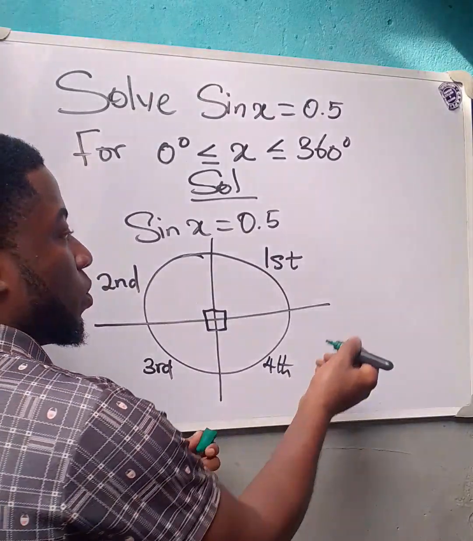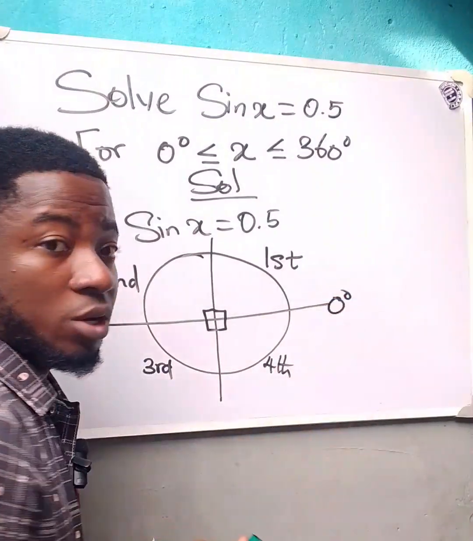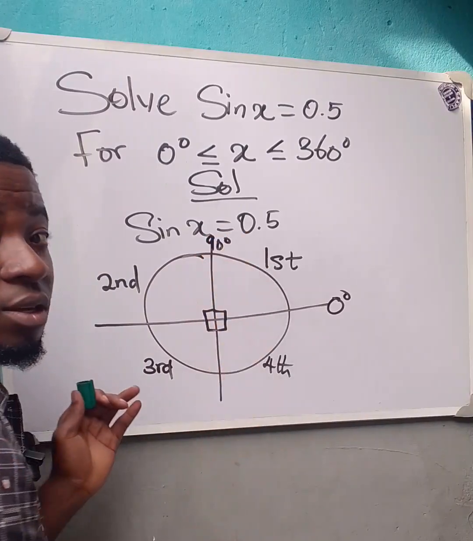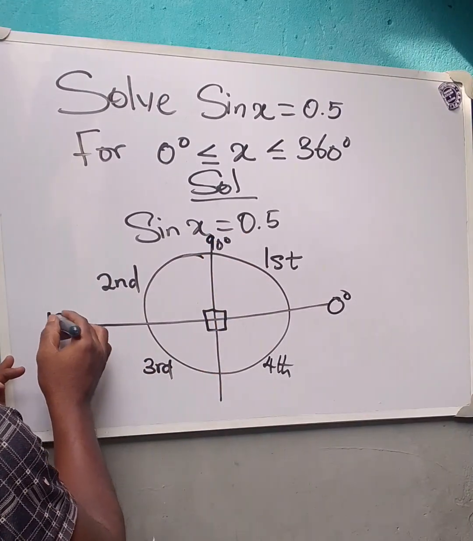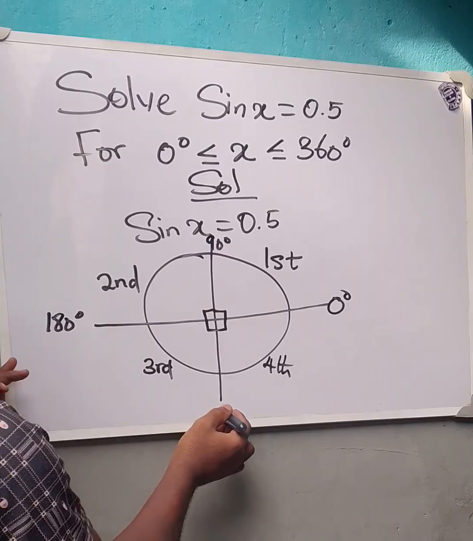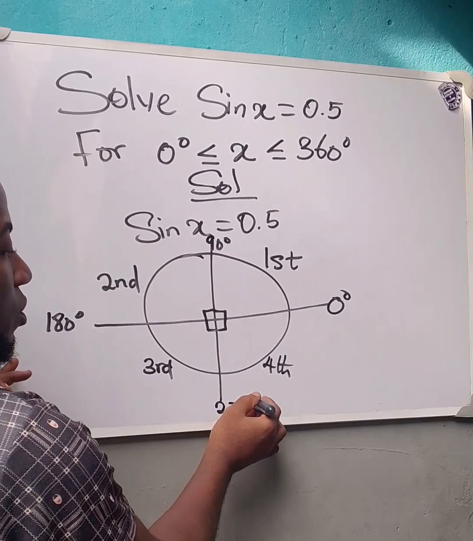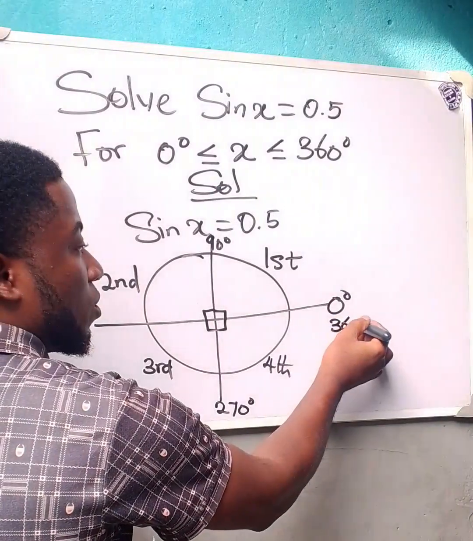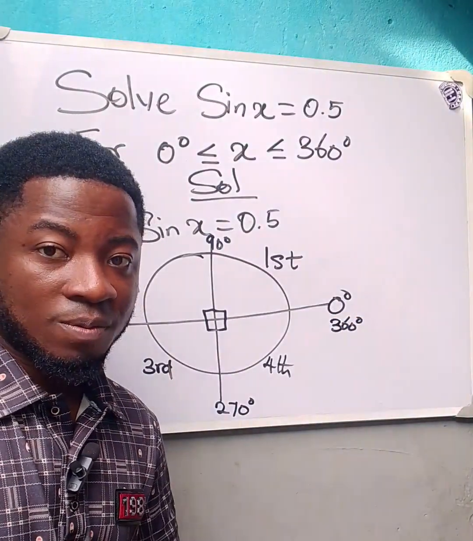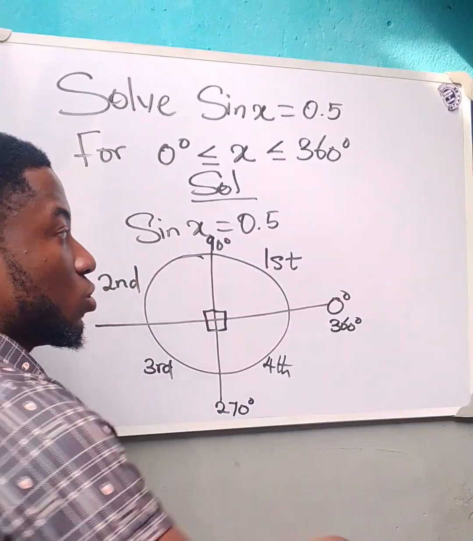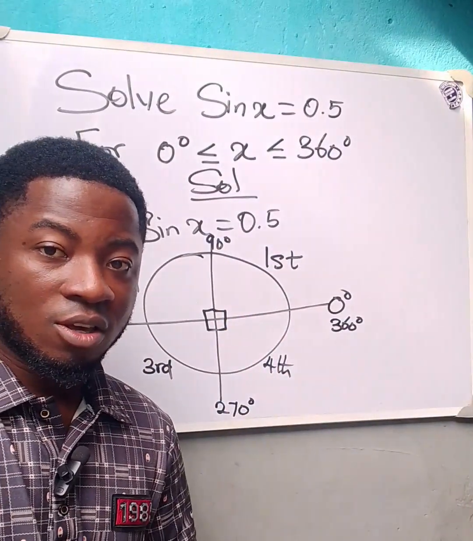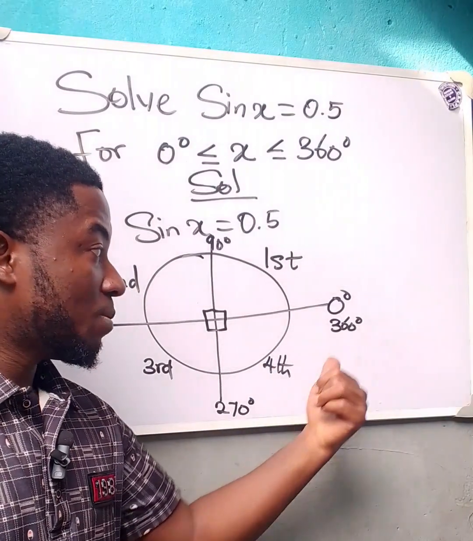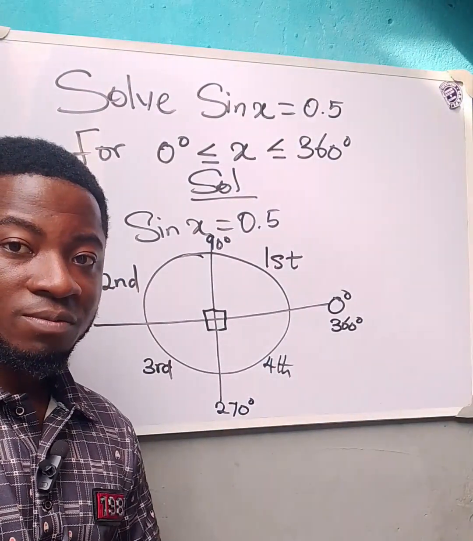Okay, so the first quadrant runs from 0 degree to 90 degree, just like we can see. We call this place 0 degree, then we call this 90 degree, then this 180 degree, then this 270 degree, then this 0 degree also stands for 360 degree, meaning that if you're going to go anti-clockwise, you start from 0 degree and you come to stop at 360 degree.